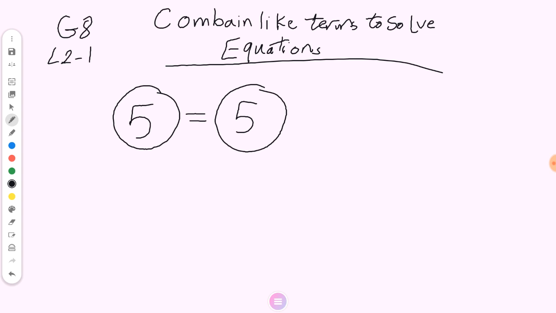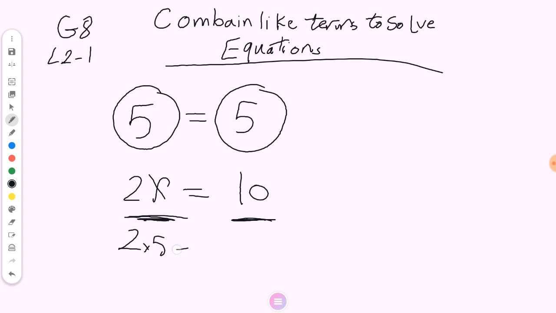Okay? If you have 2x here equal 10, what is the value of x to put to make the two sides equal? What times 2 equals 10? So x should equal 5, so 2 multiplied by 5 equals 10. So 10 equals 10, so this is an equation.